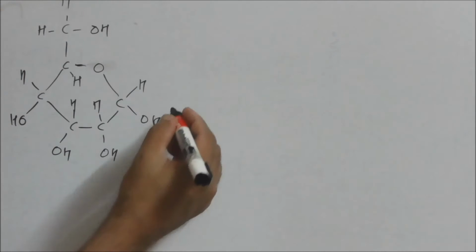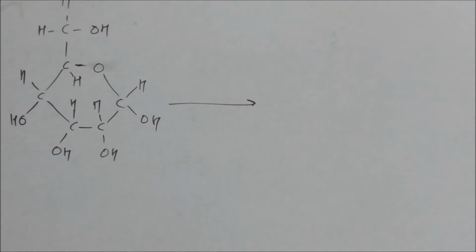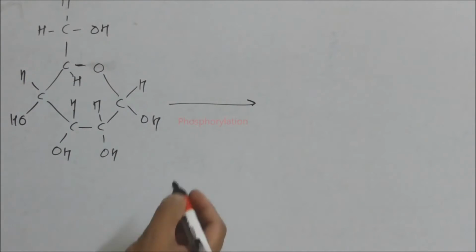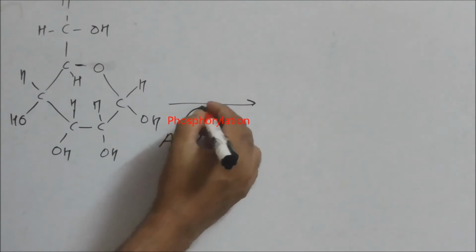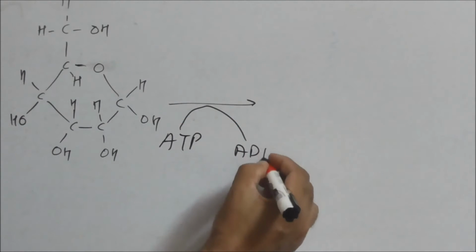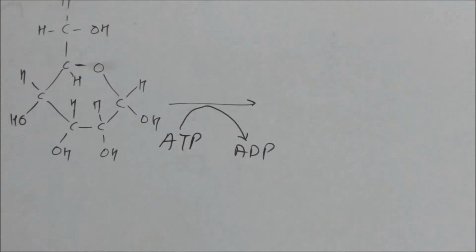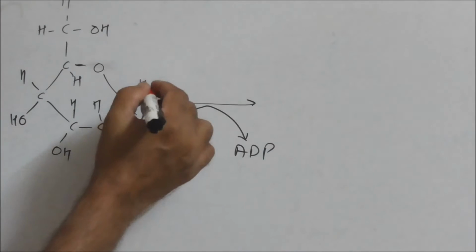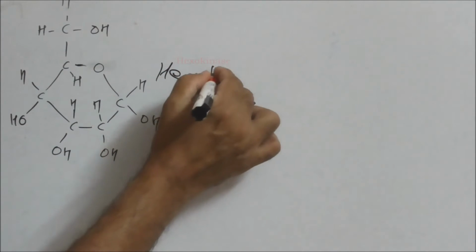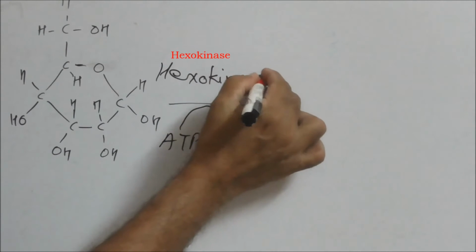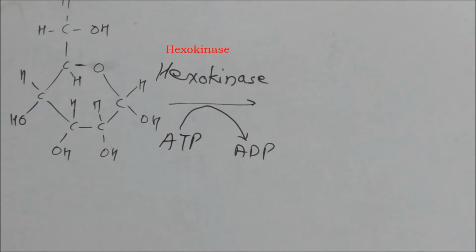Obviously, in this process, the phosphate is derived from an ATP molecule. That means now ATP would get converted to ADP by giving out a phosphate group which is required for phosphorylation of the glucose molecule. This time the enzyme is hexokinase. Hexokinase is the enzyme which undertakes this phosphorylation of the glucose molecule.